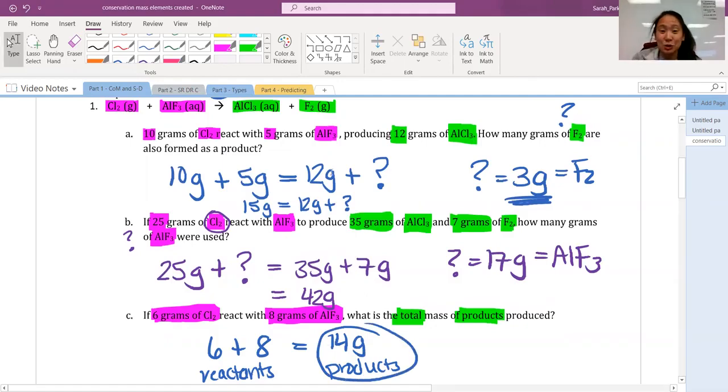Okay, so that's how you do conservation of mass. Whatever you start with, the reactants, has to equal all of your products at the end.